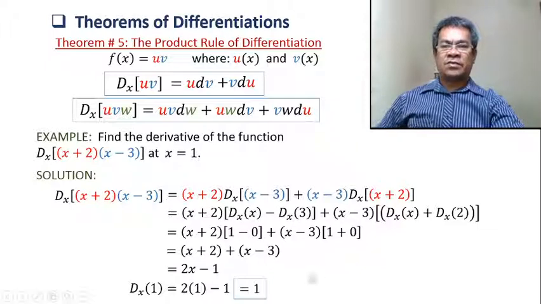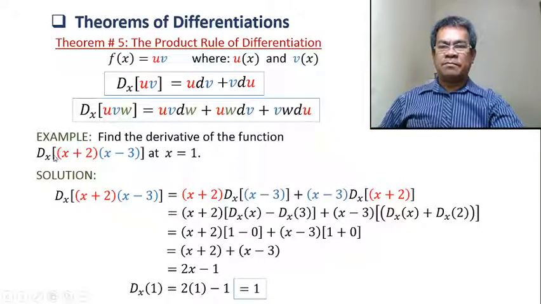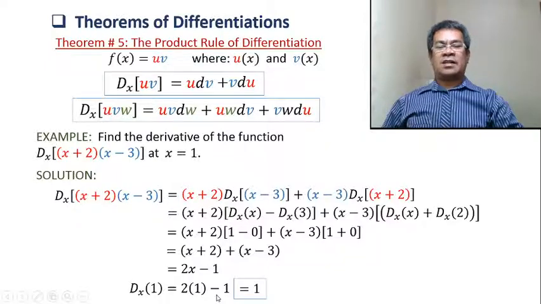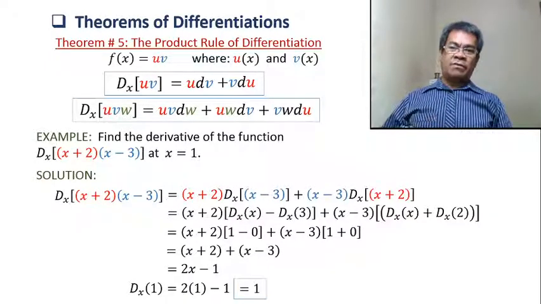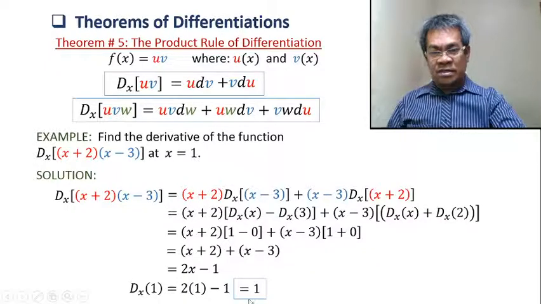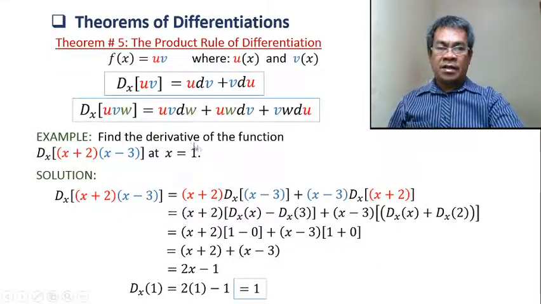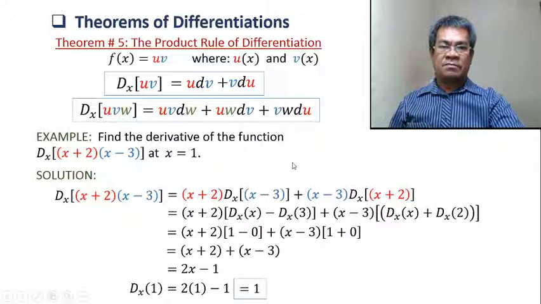The answer is 1. The derivative of the function x plus 2 times x minus 3 at x equal to 1 is actually 1. And take note, this is the slope of the tangent line. Remember, the derivative of the function with respect to x is the slope of the tangent line. This is a positive slope, so open to the right, at x equal to 1.